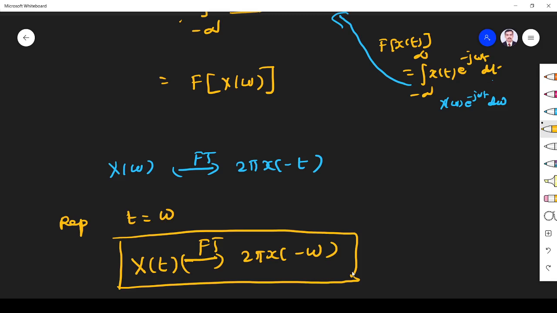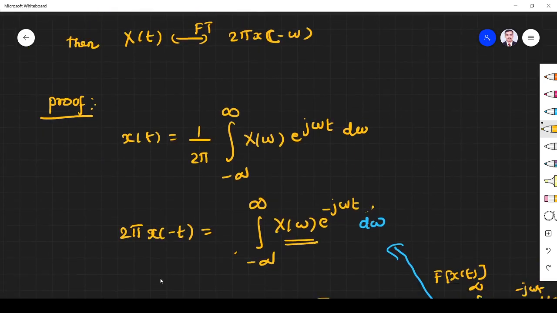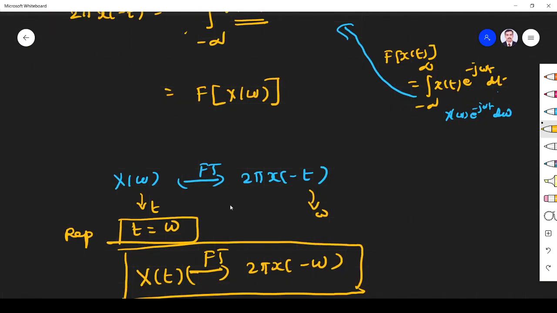So this omega is replaced by t, and this t is replaced by omega, because it is just a variable. So we can get this. This is what the duality principle is: the Fourier transform of X of t is 2 pi into x of minus omega.